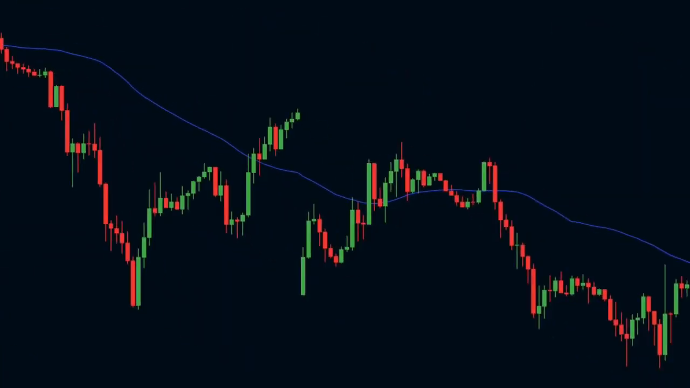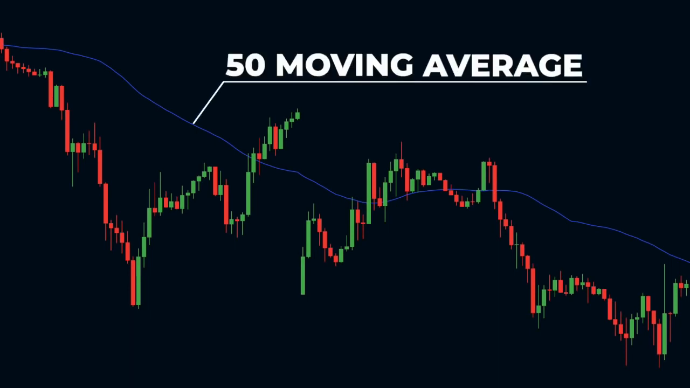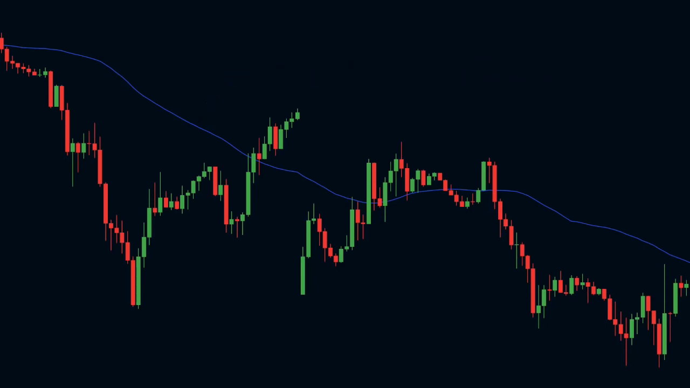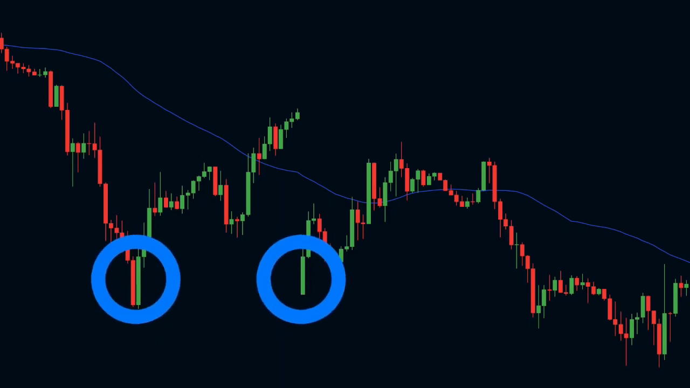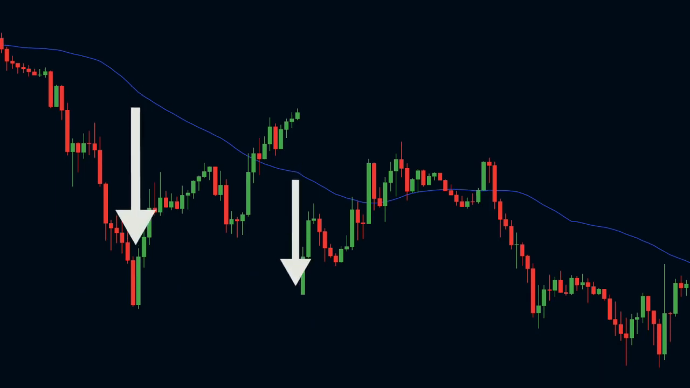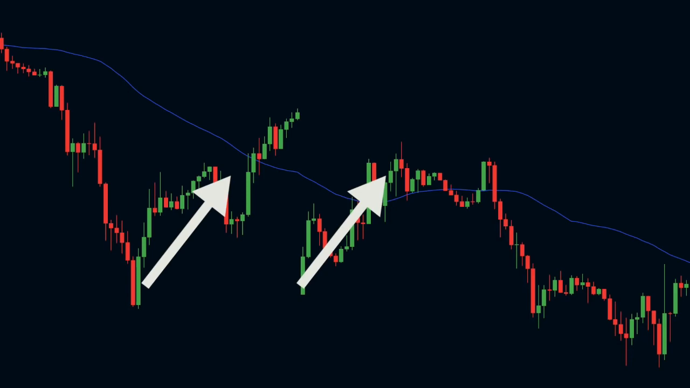For instance, look at this chart. Here we have a simple price chart that is accompanied by a simple 50-period moving average. Just like the name suggests, the moving average simply calculates the average price over the past 50 candles. Focus on these points. On these points, we see that the distance between the price and the moving average is huge. Whenever the price moves far away from the moving average, it snaps back and moves towards the moving average before making another move. This is the mean reversion model.